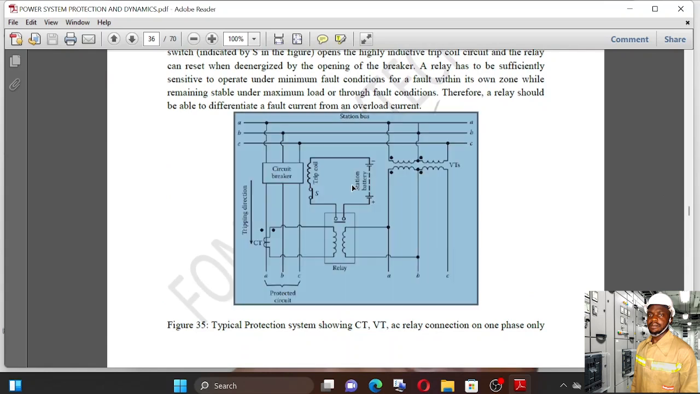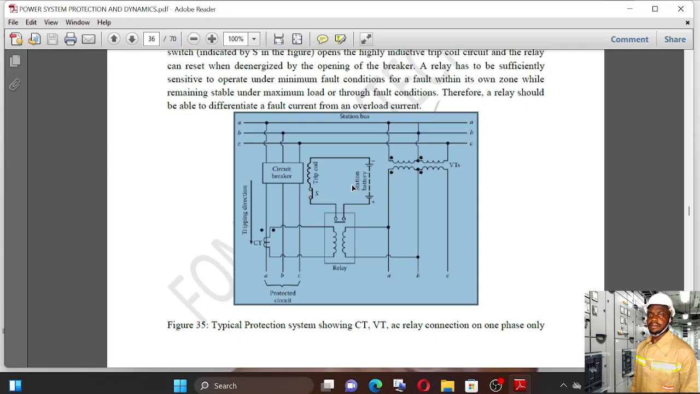Generally, this is how the protection scheme is if we wish to indicate all the protection devices: the circuit breakers, the control, the voltage transformer, the current transformer, and the relay, and how they are used in protecting the line. So this is like a general overview. The circuit breaker doesn't operate alone. It operates based on a control signal given by the relay to the circuit breaker to trip in case there is a fault.